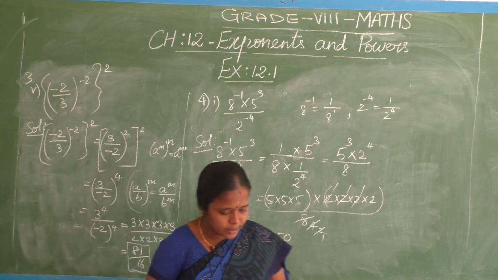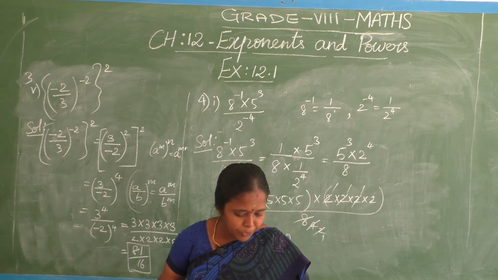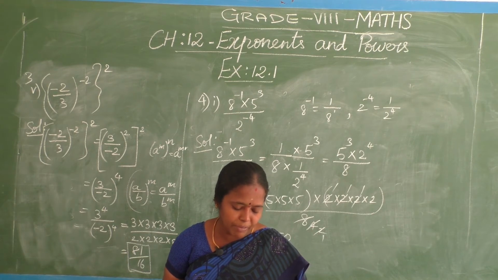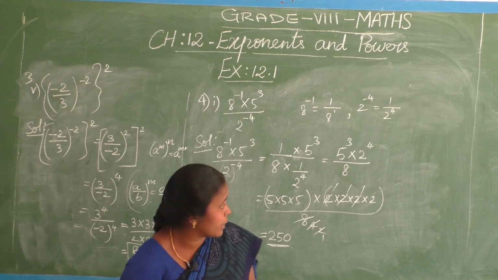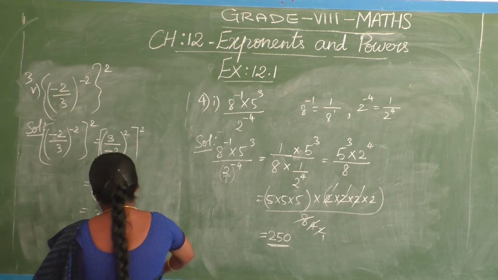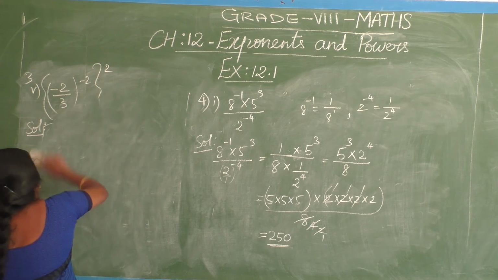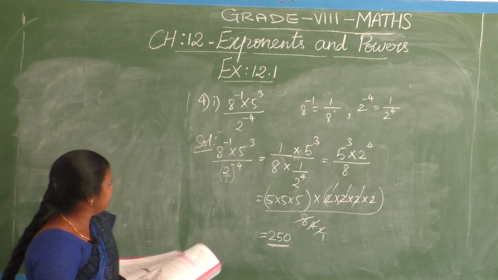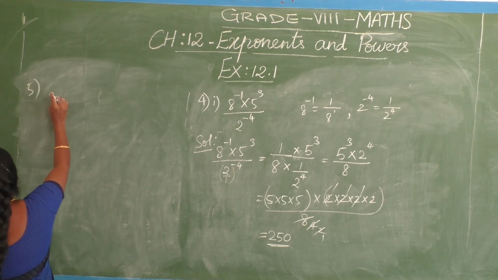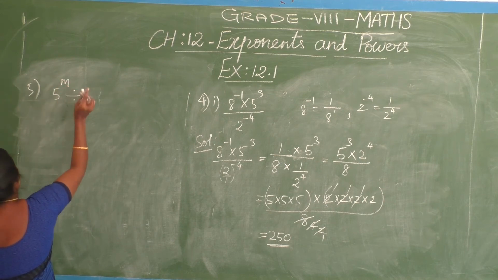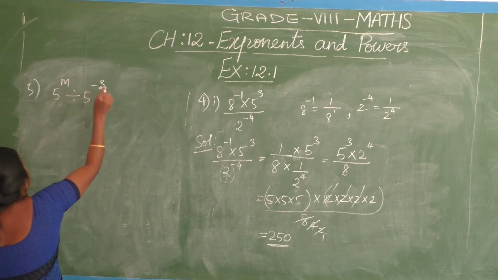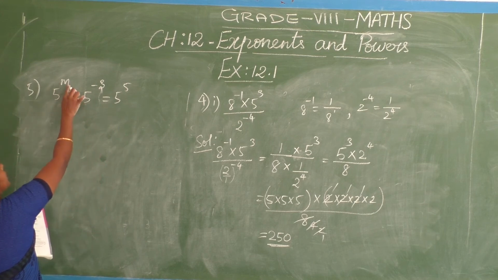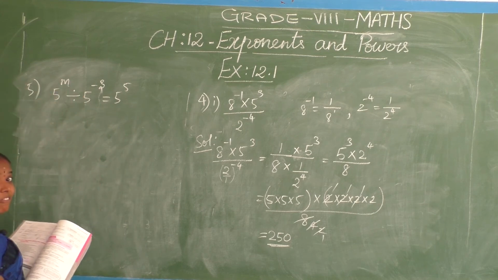Okay, one more question is there in this Roman. You try. Come to fifth question. Fifth section. Find the value of m for which 5 power m divided by 5 power minus 3 is equal to 5 power 5. 5 power m divided by 5 power minus 3 is equal to 5 power 5. This is the question. In this, they are telling us to find this power m. M value we have to find.